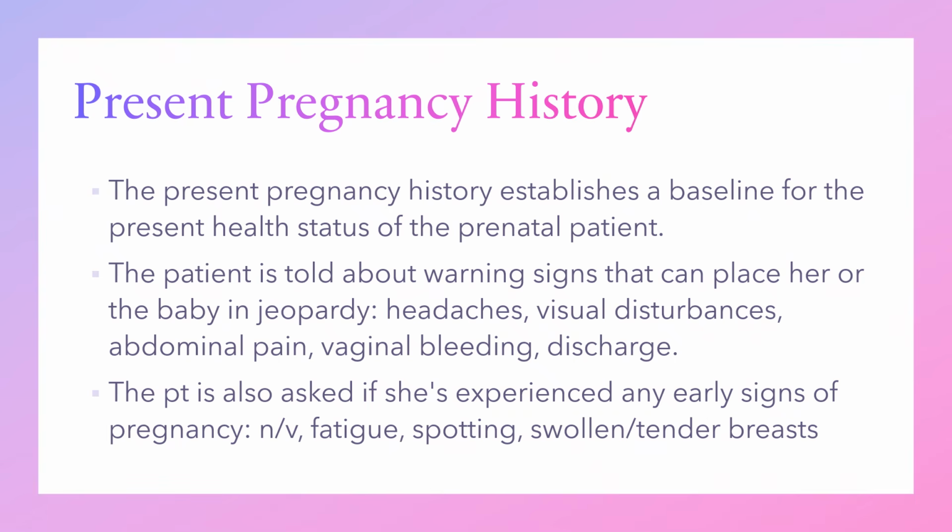The present pregnancy history establishes a baseline for the present health status of the prenatal patient. The patient is told about warning signs that can place her or the baby in jeopardy, like headaches, visual disturbances, abdominal pain, vaginal bleeding, and discharge. The patient is also asked if she's experienced any early signs of pregnancy, like nausea, vomiting, fatigue, spotting, or swollen or tender breasts.